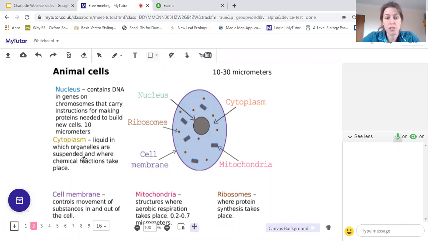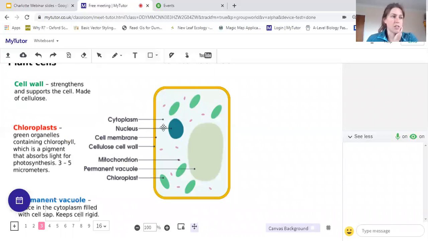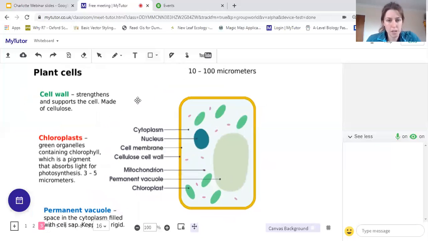I've also included for reference some relative sizes of organelles there. Mitochondria are 0.2 to 0.7 micrometers, and the nucleus is about 10 micrometers across. So you can get an idea of the relative sizes there. Animal cells are different to plant cells.